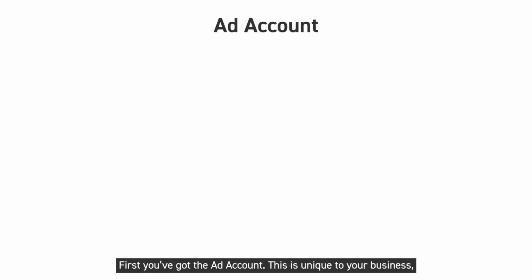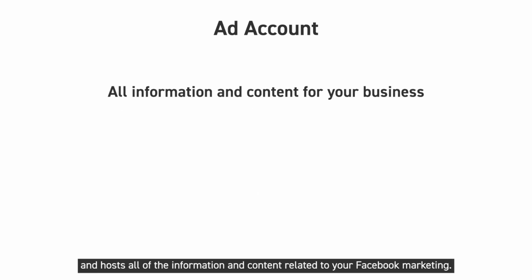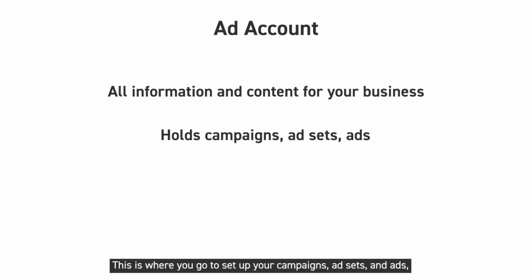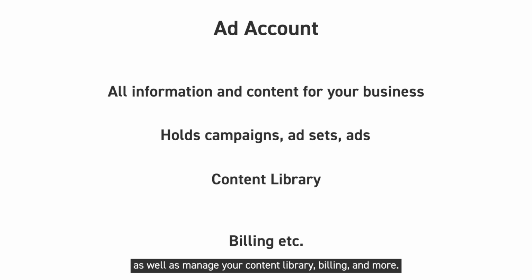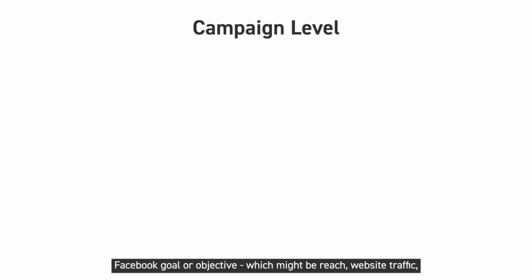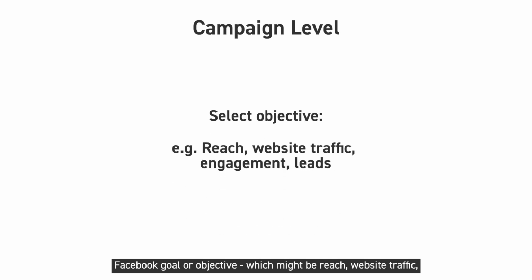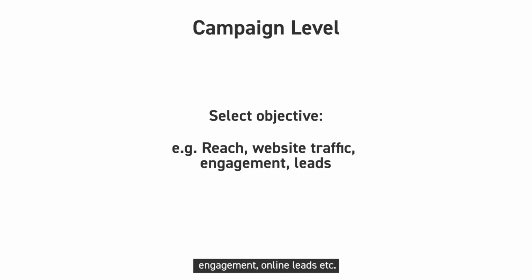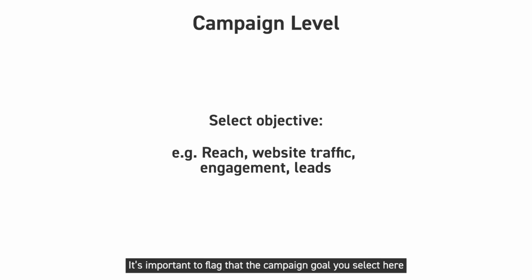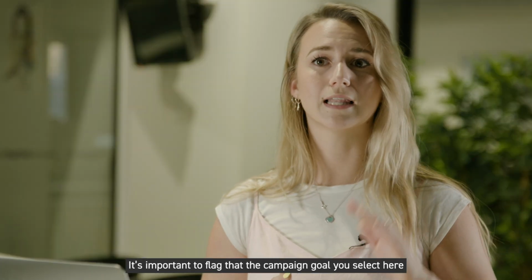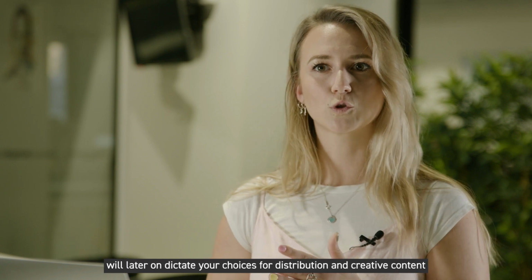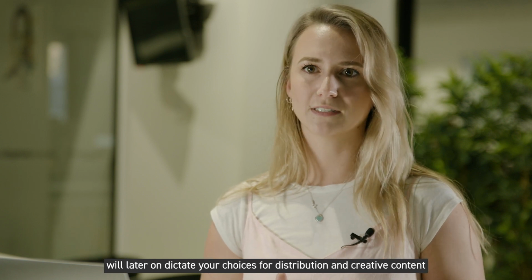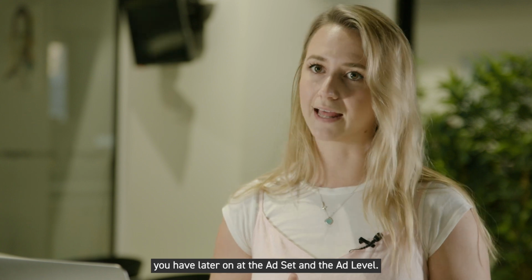First, you've got the ad account. This is unique to your business and hosts all of the information and content related to your Facebook marketing. This is where you go to set up your campaigns, ad sets, and ads, as well as manage your content library, billing, and more. Next, you've got the campaign level. This is the top line level where you tell Facebook your goal or objective, which might be reach, website traffic, engagement, online leads, etc. It's important to flag that the campaign goal you select here will later on dictate your choices for distribution and creative content you have later on at the ad set and the ad level.